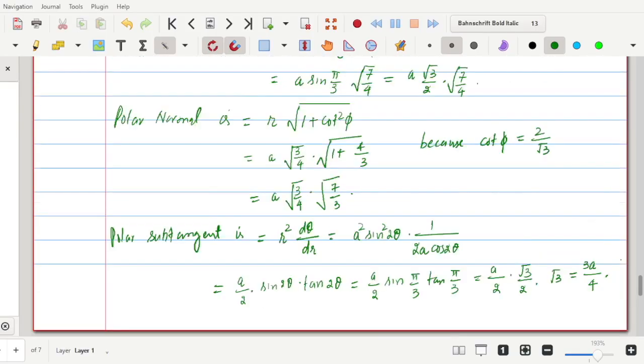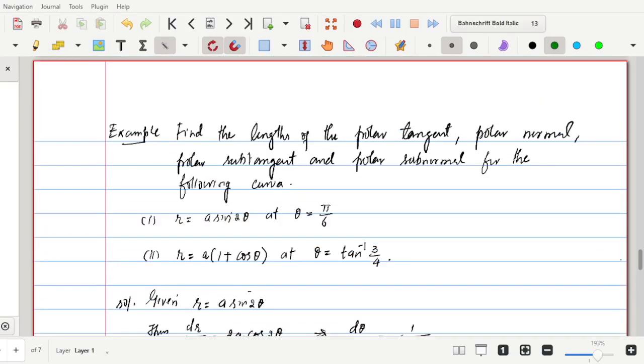Now if we look at the second exercise, we have to evaluate the same parameters for the curve r equal to a into 1 plus cos theta, and theta equal to tan inverse 3 by 4. Now this will be left as an exercise, and this completes this lecture.